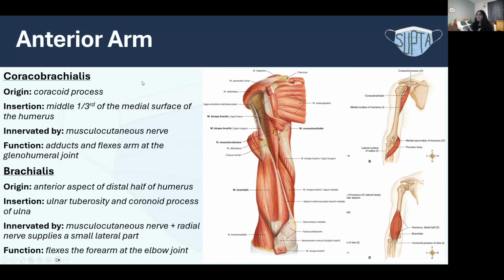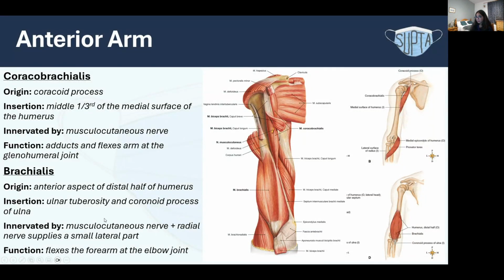So basically, we have our coracobrachialis, from the coracoid process. It starts off at the coracoid process, and it inserts at the middle 1/3 of the medial surface of the humerus. So this is our coracobrachialis: coracoid process and medial surface of the humerus. Another thing to note is that all muscles of the anterior arm are innervated by the musculocutaneous nerve.